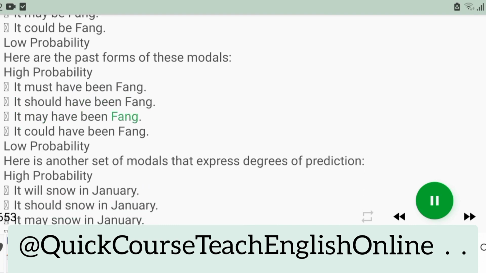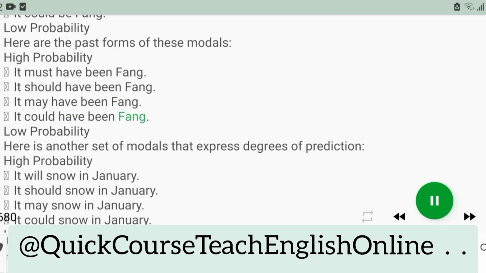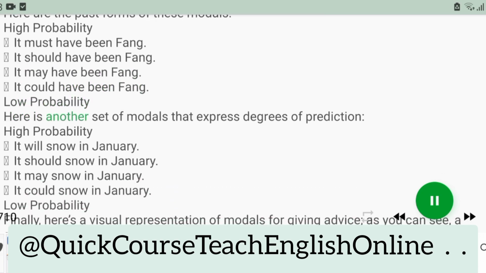It may have been Fang. It could have been Fang. Low probability. Here is another set of modals that express degrees of prediction.